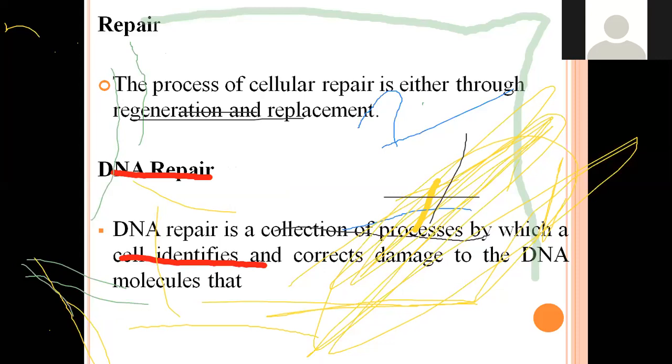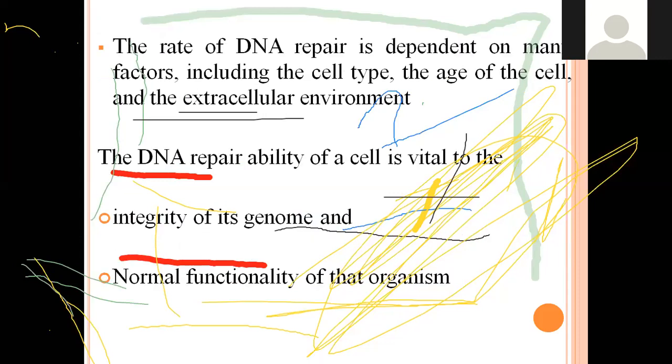So we'll look at DNA repair. DNA repair is a collection of processes by which a cell identifies and corrects damage to the DNA molecule. The cell will identify the damage that has been done on that DNA, and it will now correct the damage. That's DNA repair. The rate of DNA repair is dependent on many factors, including the type of the cell, the age of the cell, and the extracellular environment of that cell. So these three factors are very important in DNA repair.